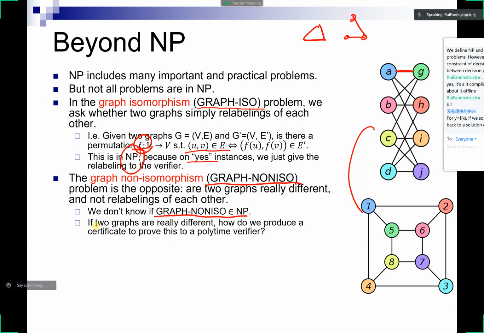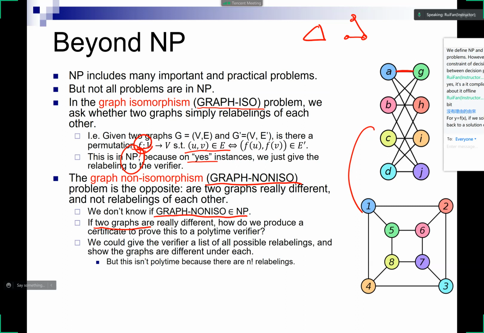The intuitive reason for this is that suppose I give you two graphs, and suppose they're not isomorphic to each other. Then how do you produce a short certificate which proves that these two graphs are not isomorphic? If you want to prove they're isomorphic, you just give this mapping, blue to blue, green to green, and so on. That's a very short proof that these two graphs are isomorphic. But if you want to prove that they're not isomorphic, how would you do this?